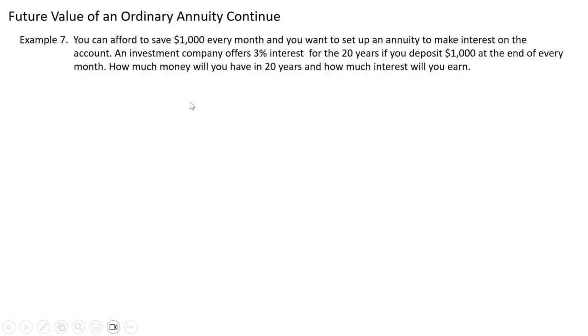Okay, now, again, you can afford to save $1,000 every month, and you want to set up an annuity to make interest on the account. An investment company offers 3% interest for 20 years if you deposit $1,000 at the end of every month. How much money will you have in 20 years, and how much interest will you earn? Okay, because 3% right now is more or less about the going rate.